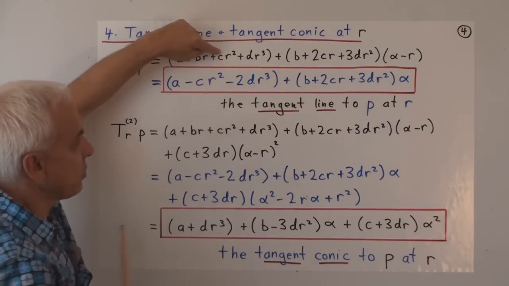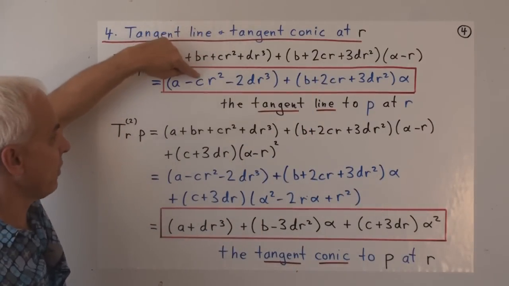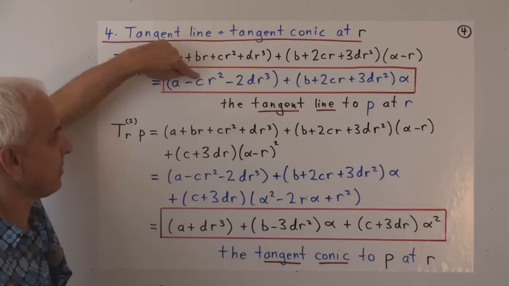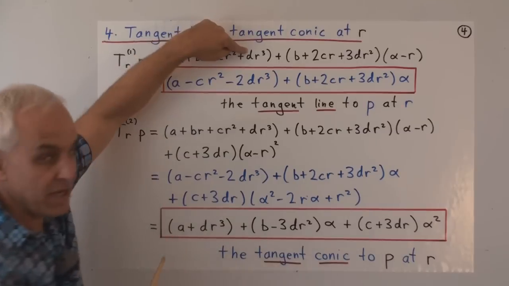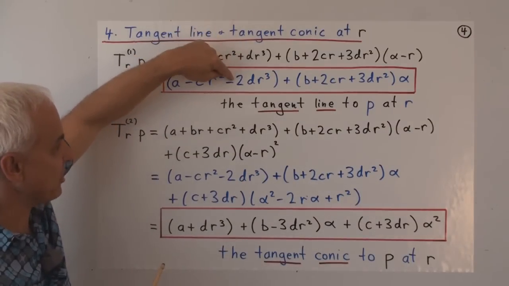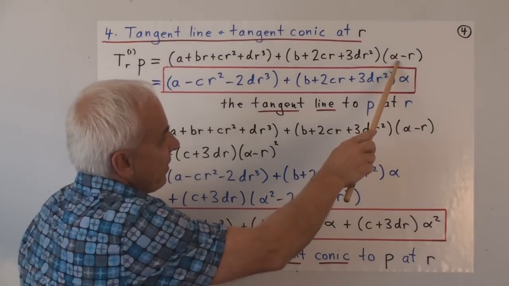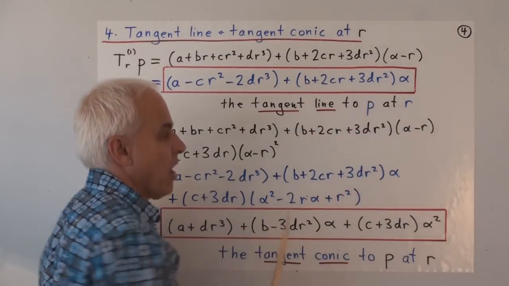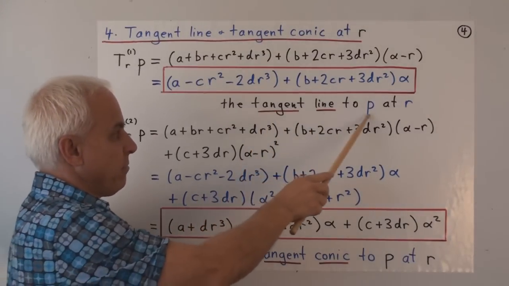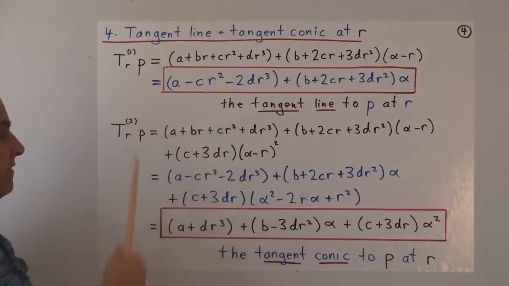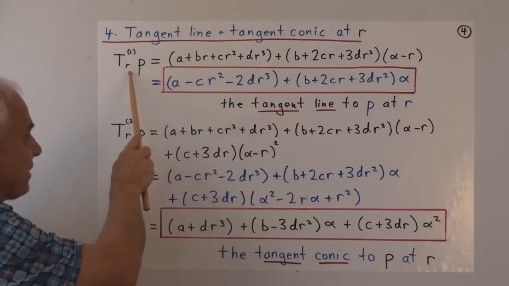Here there are cr squareds, and we're going to add to that minus 2cr for a total of minus cr squared. Here we have dr cubed, and we're adding to that minus 3dr cubed for a total of minus 2dr cubed. The coefficient of alpha is just this, so it's just copied unchanged. That is the tangent line to P at R. And here's our symbol for it. It's the first tangent to P at R.